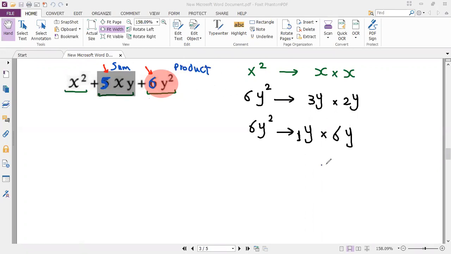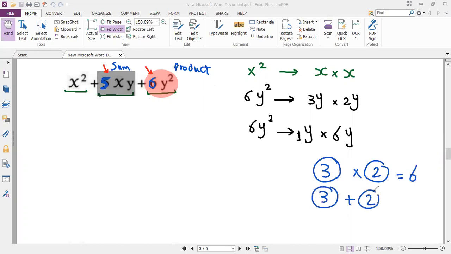So they are 3 and 2. If you multiply 3 by 2, you will get 6. And if you add 3 to 2, you would get 5. So how can we factorize it? We can factorize it by opening two pairs of arcs. To get x squared, write x multiplied by x.